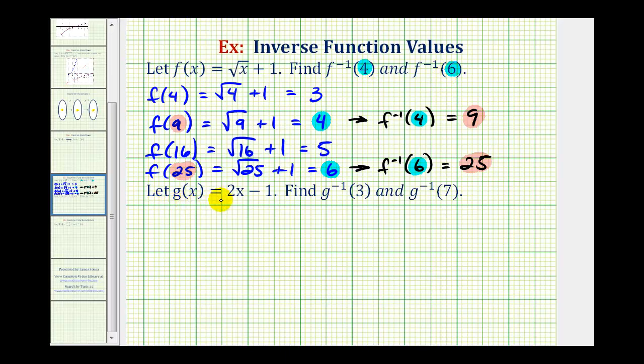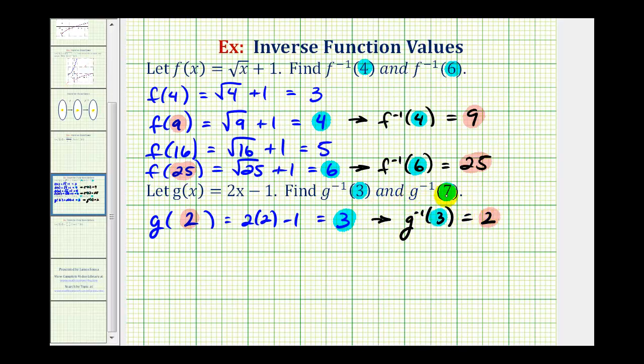Here we're given g of x equals 2x minus 1. We want to determine g inverse of 3 and g inverse of 7. Which again, our goal is to find an input into function g so that the output will be positive 3 and positive 7. So looking at function g, notice g of 2 would be 2 times 2 minus 1, which is equal to 3. This is exactly what we wanted. So if g of 2 equals 3, then g inverse of 3 is equal to 2.